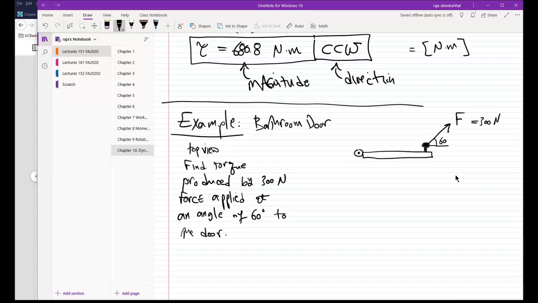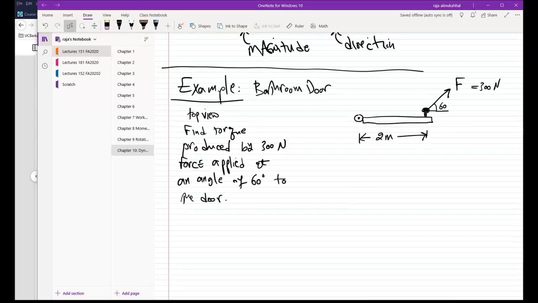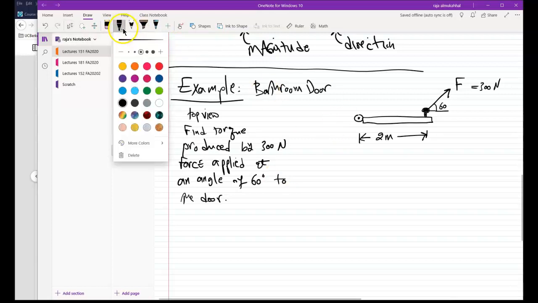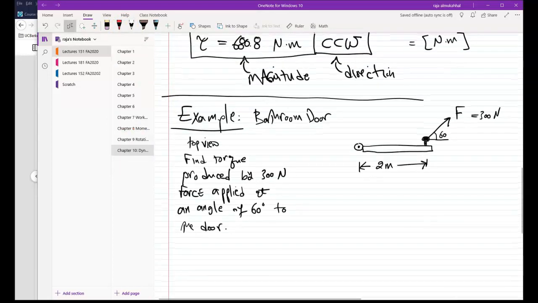And what else is given to us? The moment arm. It says that the length of the door from the hinge to the knob is 2 meters. Got it? So how do we do it? You can pause the video and try to do it yourself, but basically what we do, let me change the color. If you're colorblind to red, please let me know. I always use red.